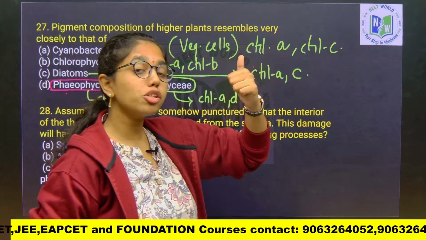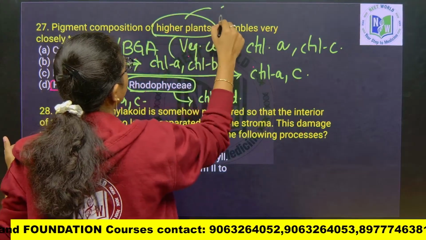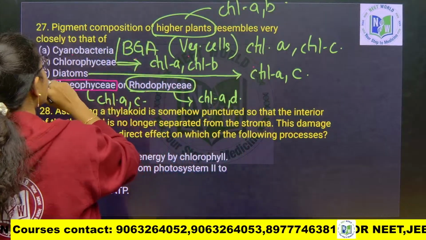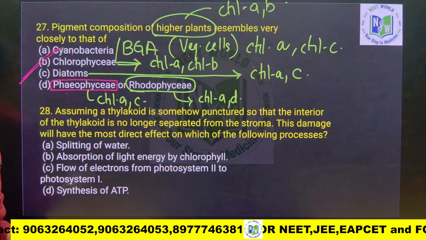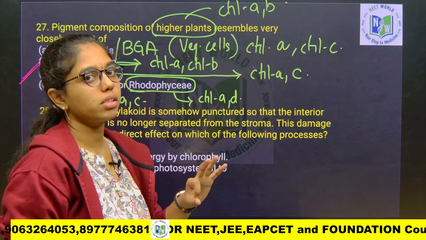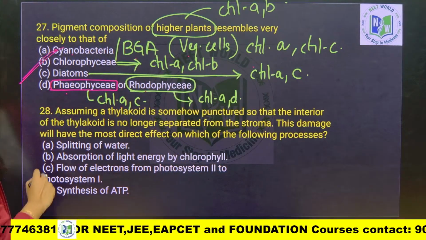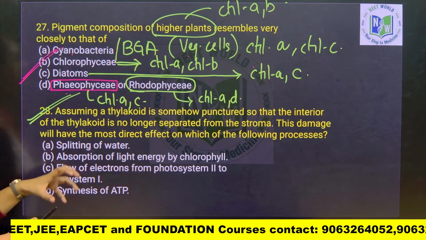In higher plants, what is the chlorophyll pigment composition? Higher plants also have chlorophyll A and chlorophyll B. So what will be the correct answer, beta? Option B will be the correct answer, clear, right? So this is how you have to exercise the questions, connecting the chapters and concepts, then you will remember it for a long run. This question you see, ma: assuming a thylakoid is somehow punctured.